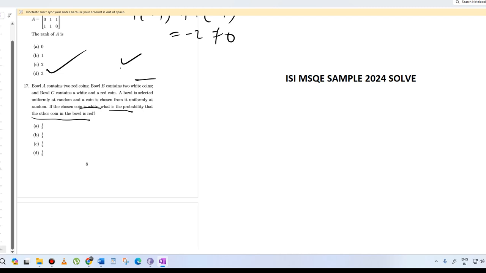Okay. So we need to find the total number of possible outcomes. So bowl A contains two, so this is all given. Step one, find the total number of possible outcomes. So 2 plus 2 plus 2, so there's 6 coins here.